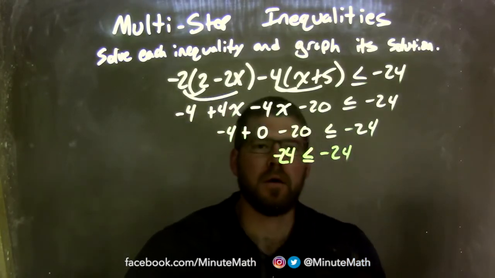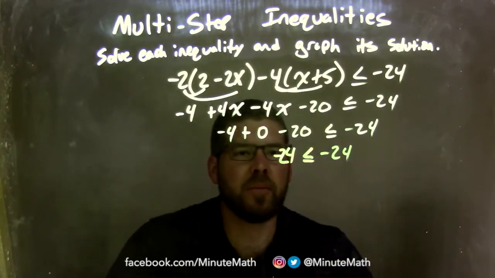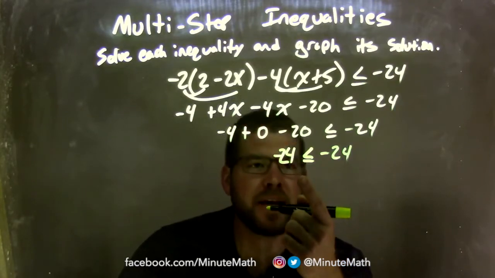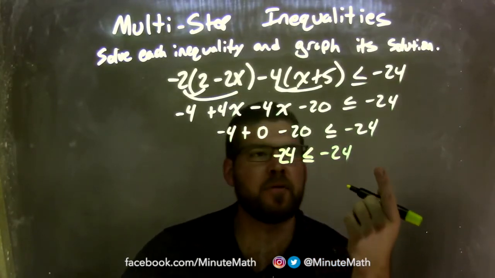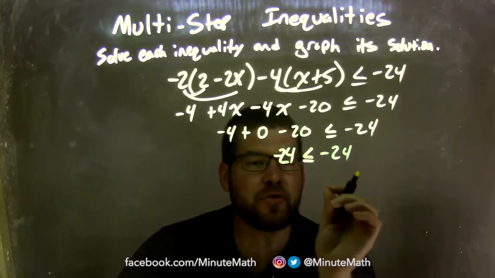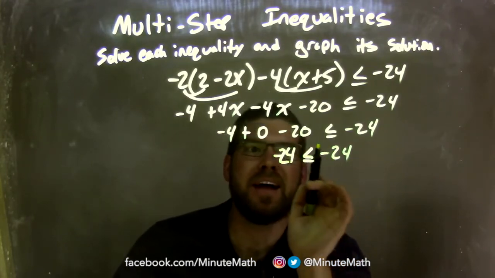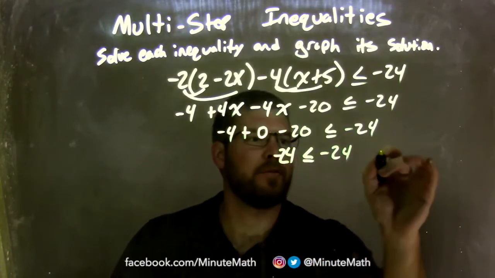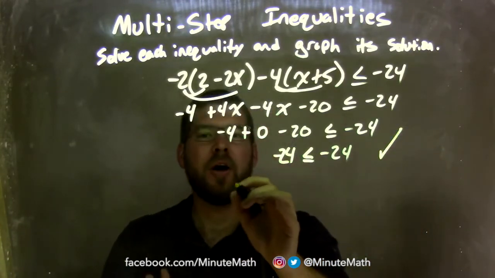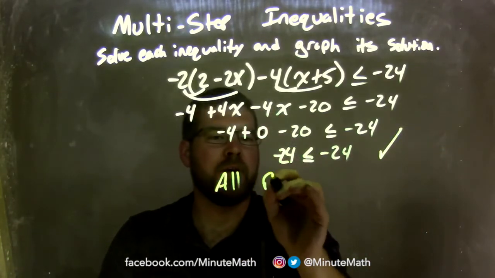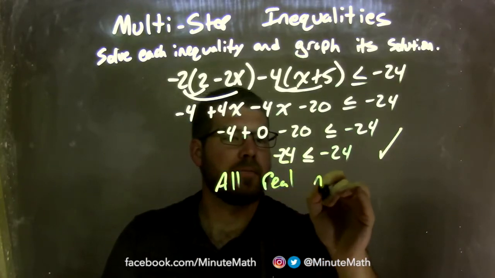Okay? Well, that's it. There's no more variable. And is this a true statement? Is negative 24 less than or equal to a negative 24? And that is true. That is a true statement, right? Because it can equal each other. Okay? And so since that's a true statement, we're good. Our answer is all real numbers.